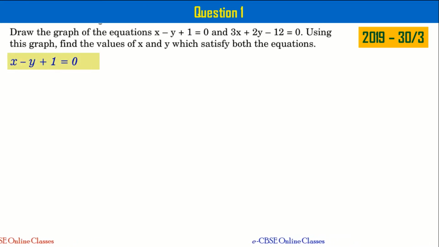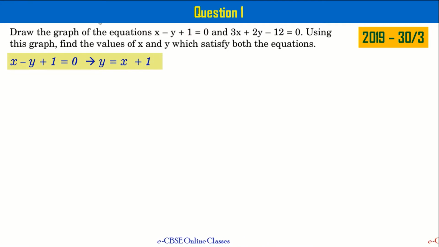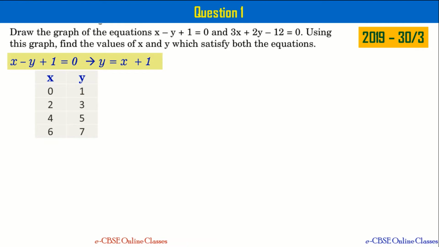Let me write the first equation, that is x minus y plus 1 equal to 0, and rearrange it such that it can be written as y equal to x plus 1. And now for different values of x, I can tabulate the value of y. If I take values of x ranging from 0 to 6, y is going to be varying from 1 to 7 as shown here, right? When x equal to 0, y is going to be 1, and when x equal to 2, y is going to be 3.